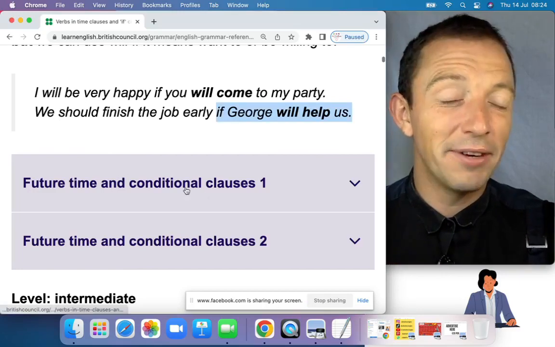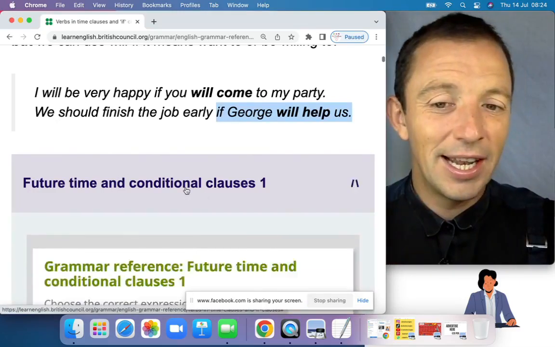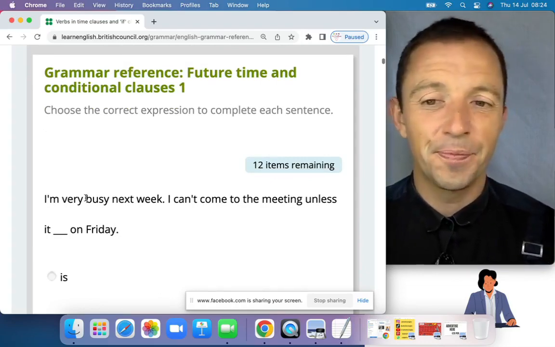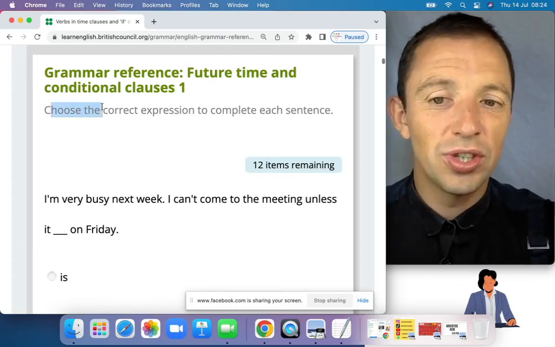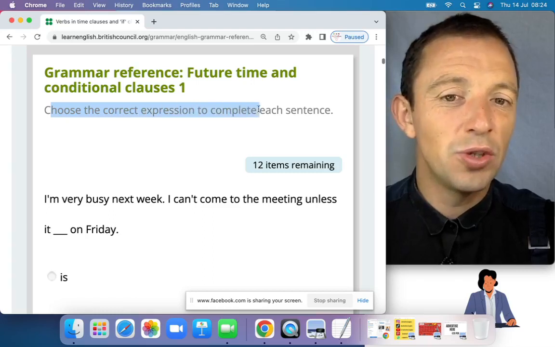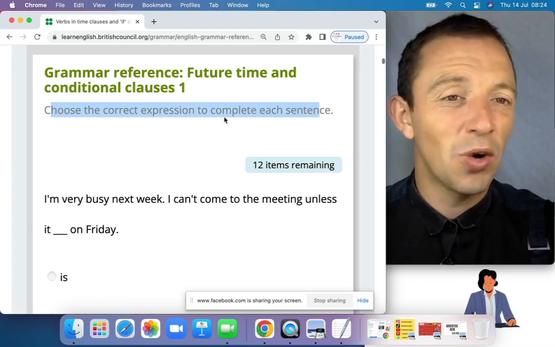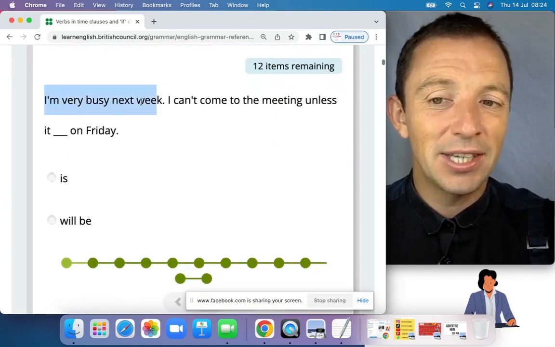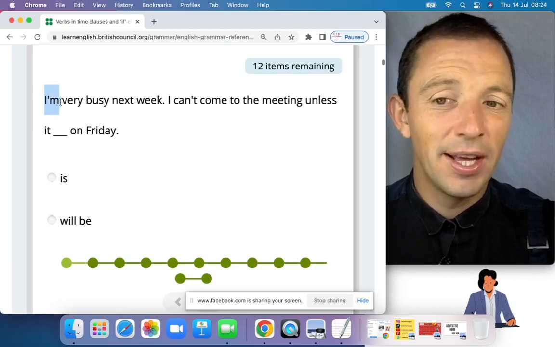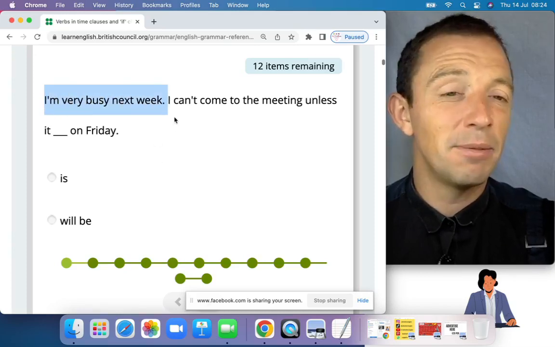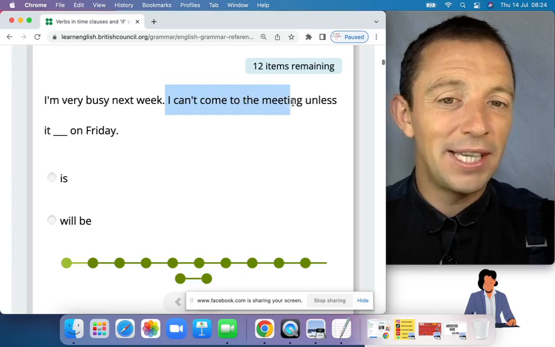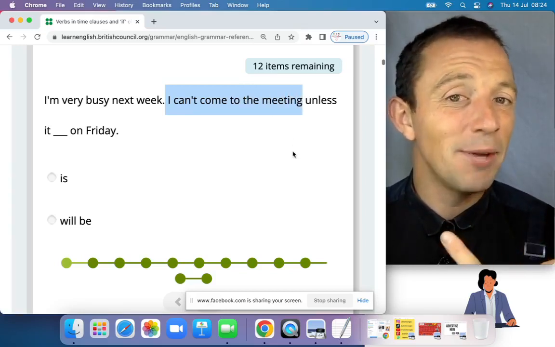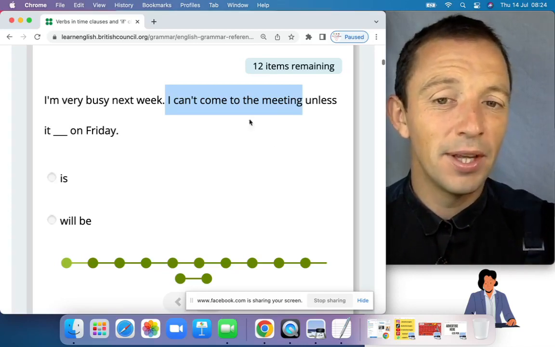So now I have explained a lot of the theory. Now it's the moment to practice the exercise, and this might be difficult. Okay, choose the correct expression to complete each sentence. What is the correct expression in this sentence? For example, I am very busy next week. This is the subject, the verb, adjective, next week. I'm very busy next week. I cannot come to the meeting. That's the first clause. I cannot, I'm not able, I have no ability to come to the meeting.